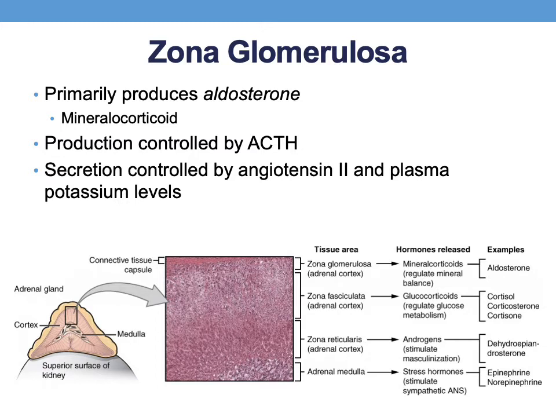Production of aldosterone is controlled by adrenocorticotropic hormone, ACTH, produced by the anterior pituitary gland. However, secretion is controlled by the release or increase of angiotensin II, a type of plasma protein, and plasma potassium levels, particularly high plasma potassium levels in the blood. Those will control the release of aldosterone, where the production is controlled by ACTH.